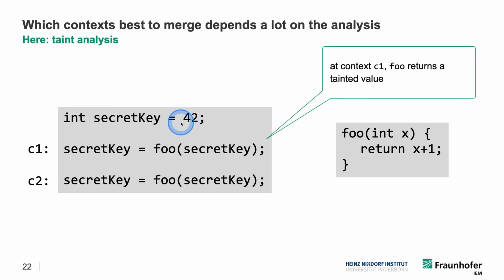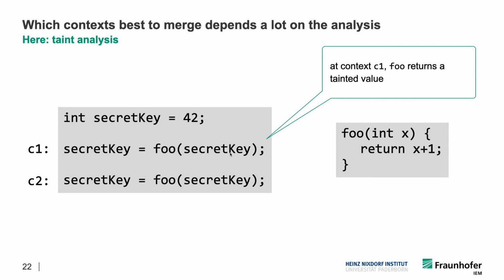And for a taint analysis, if we analyze this procedure here, then first of all, we have this calling context C1 that I labeled here, so this call site. At this calling context, performing a taint analysis, we will see that we have a taint that propagates back to the return, and is propagated to the secret key. So the analysis might tell us at call site C1, foo returns a tainted value, because we assume this value to be tainted, so that will also be returning something that's tainted.